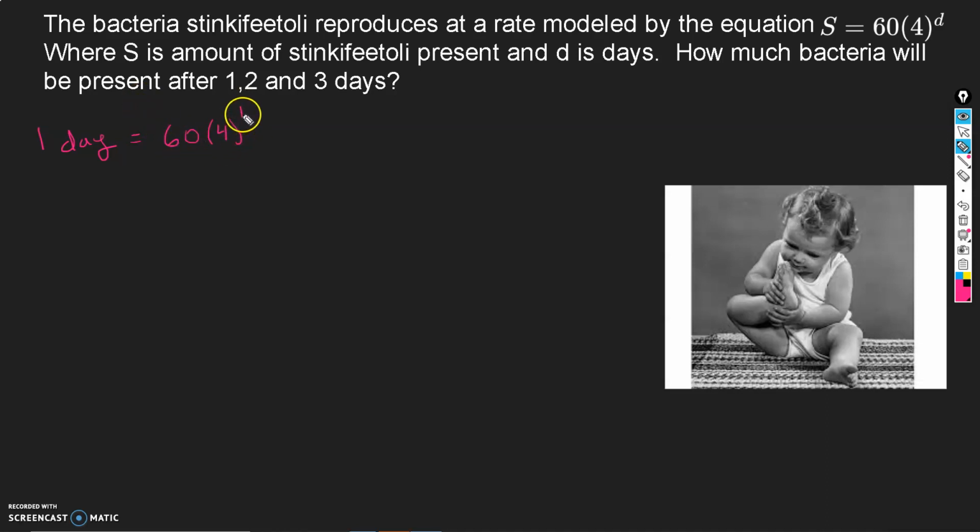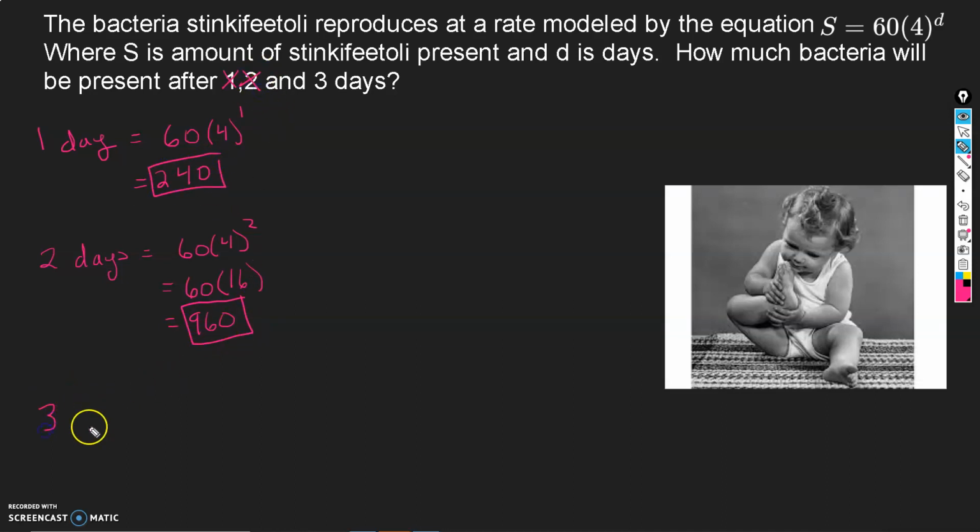Okay, so after 1 day, we'll plug in 1 because the base here is supposed to be 4, not 40. So this is 240 Stinky Feet Oli, way more reasonable. So goodbye day 1. After 2 days, 60 times just 4 squared, so this would be 60 times 16. This is better known as, whatever my handy dandy calculator says, 960 Stinky Feet Oli. So day 2, day 1. After day 3, as you can imagine, we're going to plug in 3 for d.